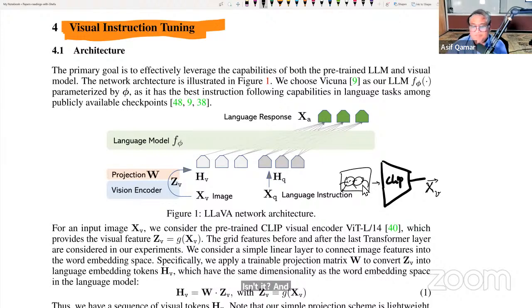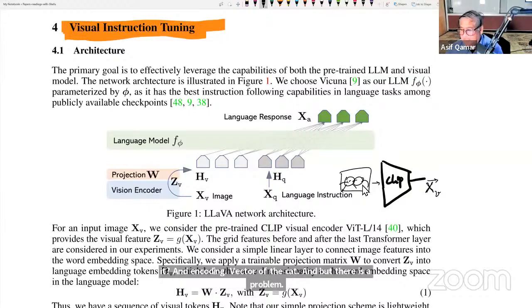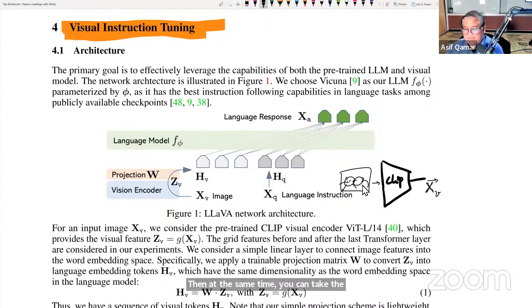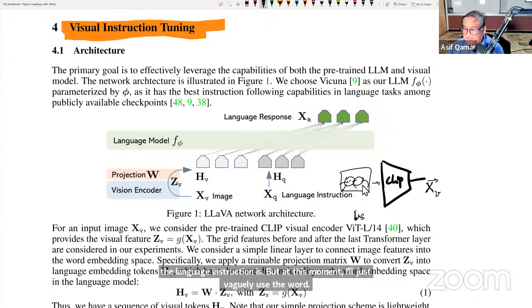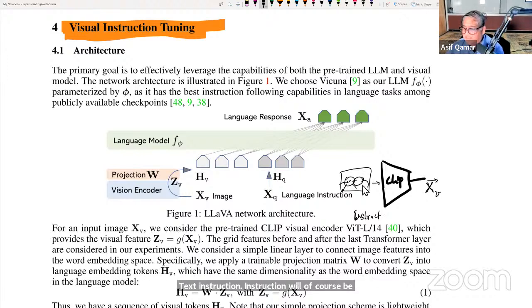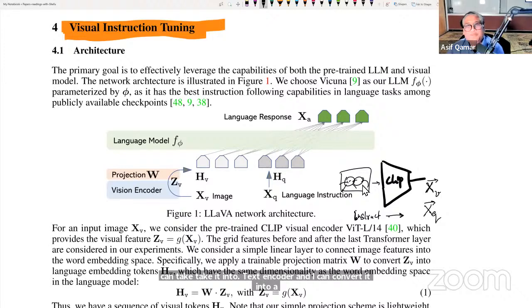But there is a problem. At the same time, you can take the text, whatever the language instruction is. But at this moment, I'll just vaguely use the word text, instruction. Instruction will, of course, be text. I can take it into a text encoder, and I can convert it into a vector also, right? So now I have two vectors. There is now one problem.